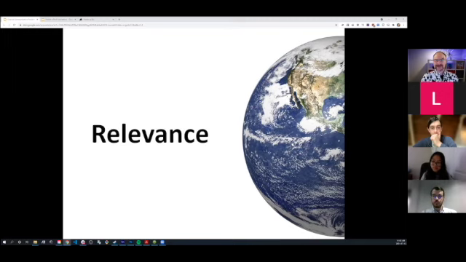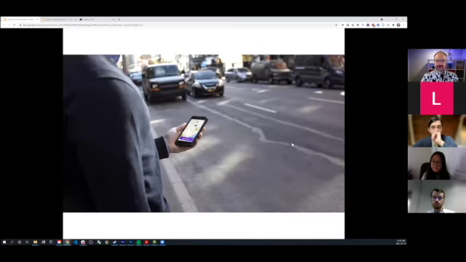So the first thing I want to talk about is relevance. The previous slide said, is your science relevant? Sometimes we think that everything we're studying is, of course, relevant. It affects so many people. It's really impactful to such a large group of people. But we have this idea that because we know how important it is, it must be important to everybody else.